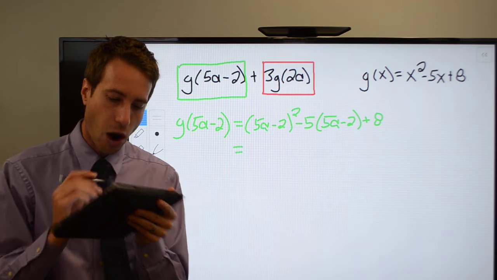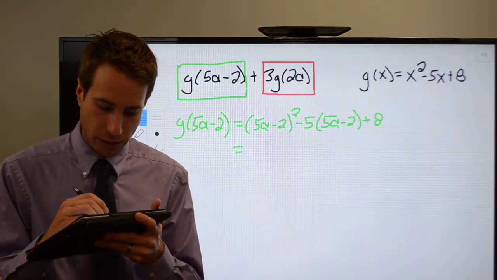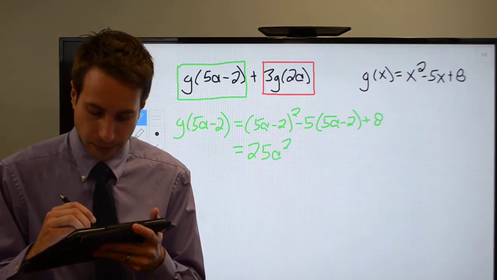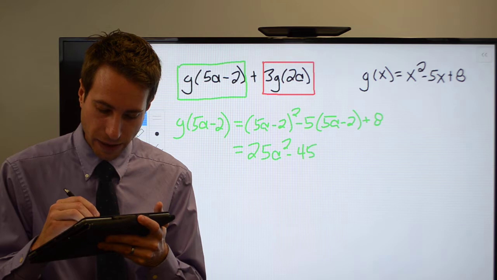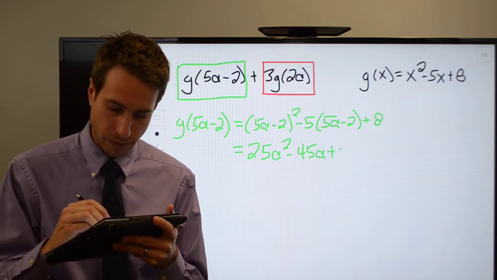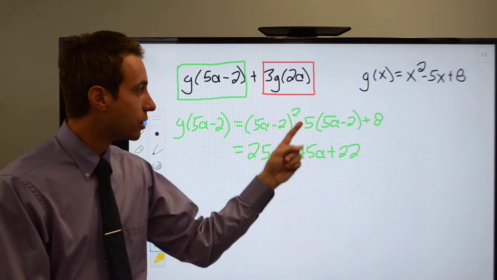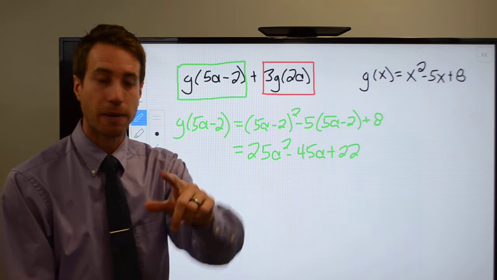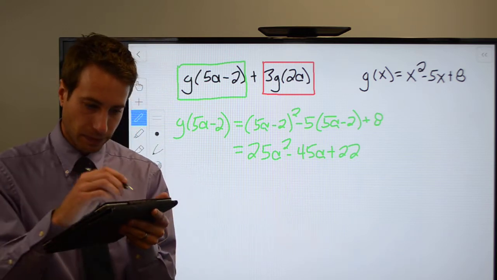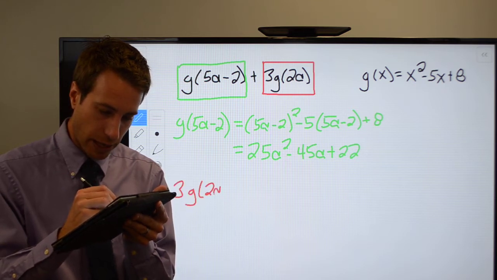And when you do all of that FOILing, all of that distributing, and combine your like terms, you should wind up with 25a squared minus 45a plus 22. Right, that's going to be the result of FOILing this, distributing the negative 5, and combining like terms. Then we go to this one, where I do my 3 times g of 2a.